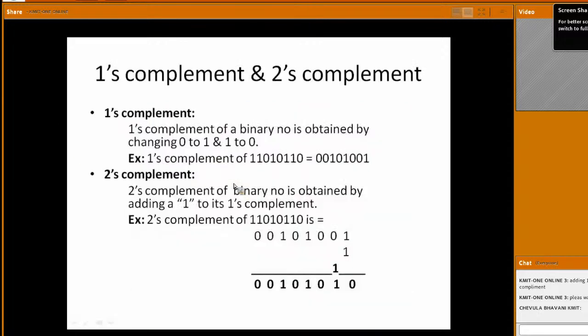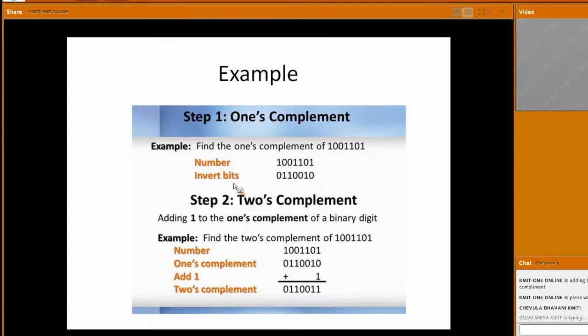So the 1's complement is inverting the bits, and 2's complement is adding a 1 to the 1's complement. In this example, the 1's complement for the given number is this one. When you add a 1 to this 1's complement, the result will be your 2's complement. 0 plus 1 is 1 with a carry of 0. 0 plus 1 is 1, and the remaining bits you can write as they are, because you don't have any bits to be added. So this is your 2's complement.